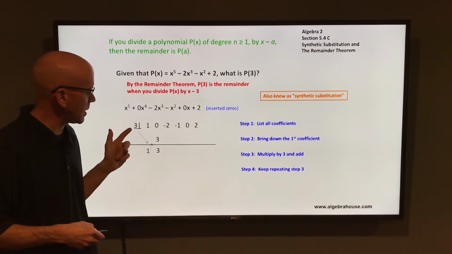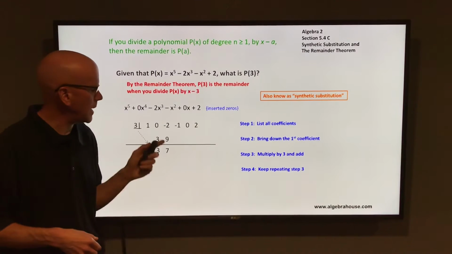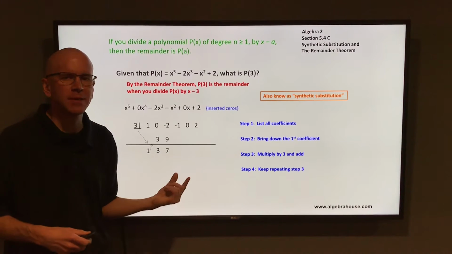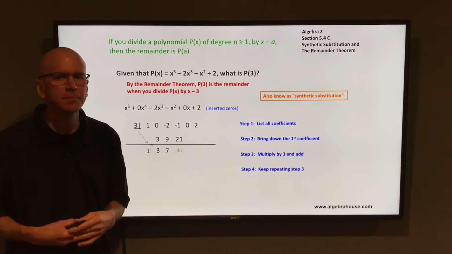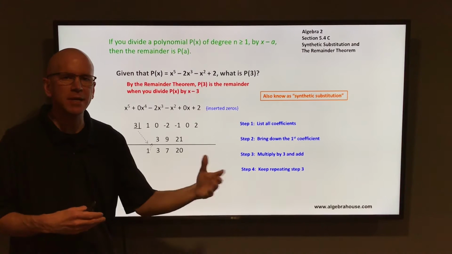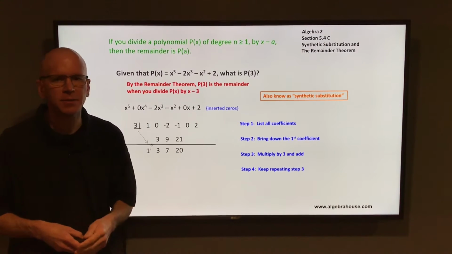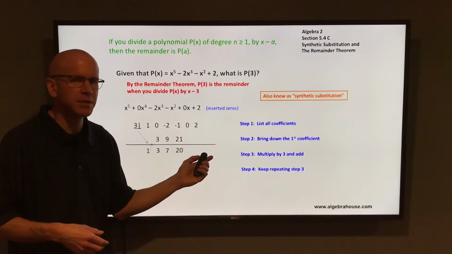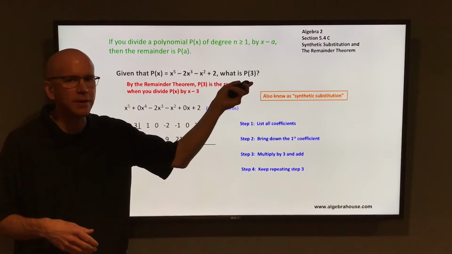Then go back to the box and multiply 3 by 3. That is 9. And then add negative 2 and 9. That is 7. Back to the box, multiply 3 by 7. That is 21. And then add negative 1 and 21. That is 20. So we're just proceeding with what used to be known as synthetic division, but we're using it now as synthetic substitution. We're looking for this number on the end, this remainder. That's what we would get if we substitute 3 in for x.